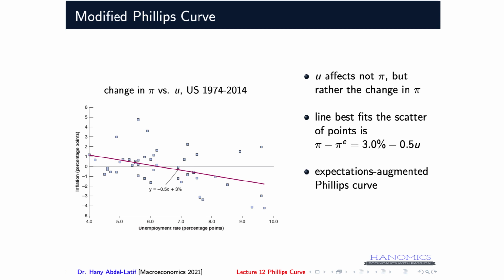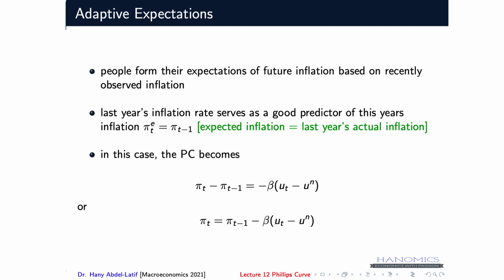Or you could use the first way we explained, where we wrote this expression with only inflation in time t on the left-hand side and everything else on the right-hand side, which means this term just moves to the right-hand side with a positive sign. That means inflation in time t depends on inflation in time t minus 1, and also depends on the gap between the actual unemployment rate and the natural rate of unemployment.